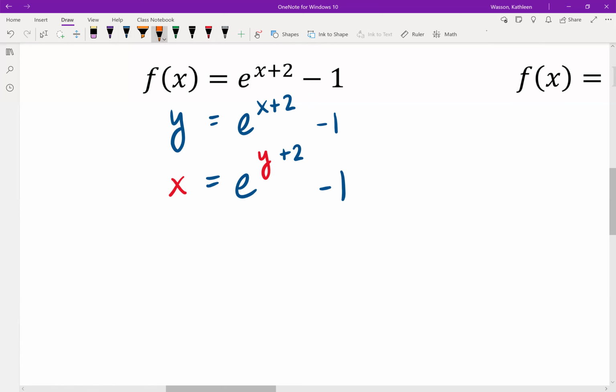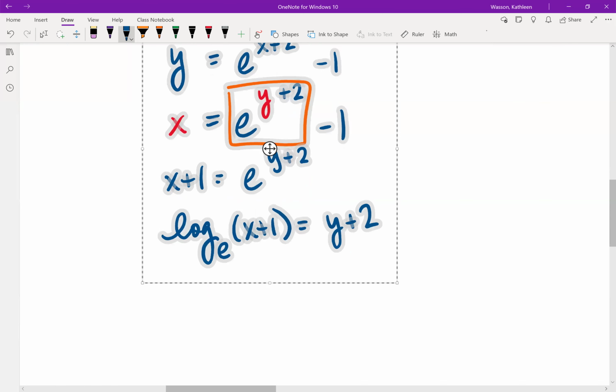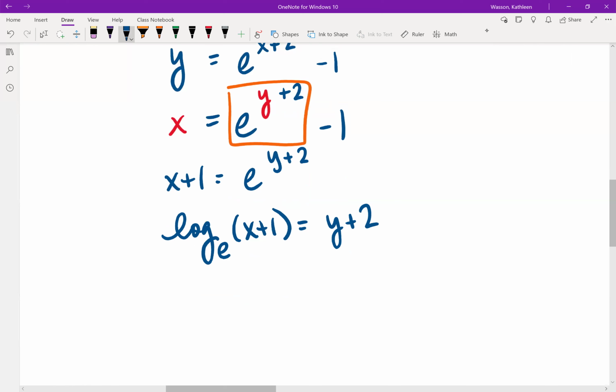I'll have to isolate this exponent, base and exponent, and I can write this equation as x plus 1 equals e to the y plus 2. And that can be written as log base e of x plus 1 equals y plus 2. Log is equal to your exponent. Solving for y, I will subtract 2, and I get y equals log base e of x plus 1. This is your argument.